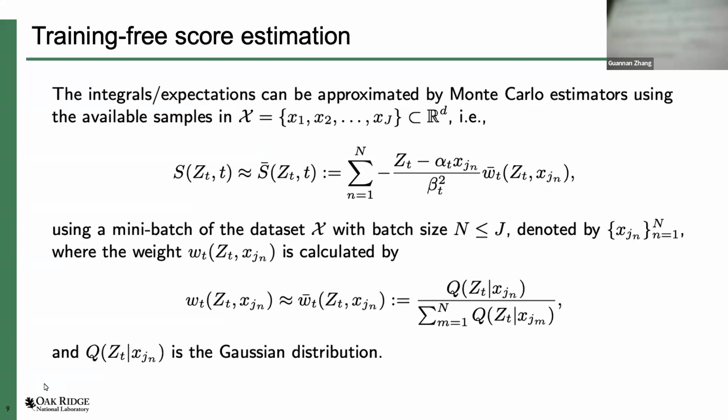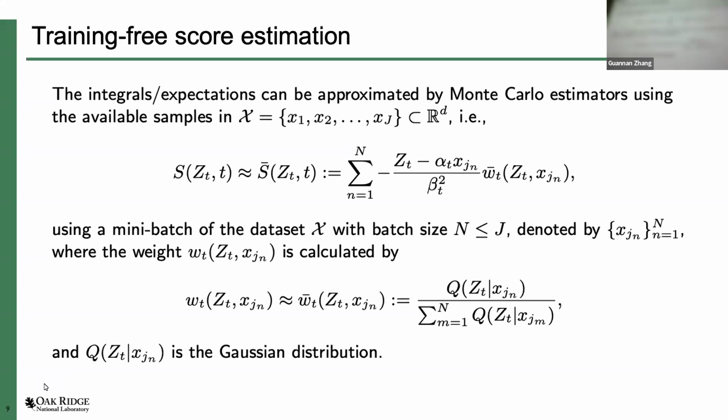So at any time and spatial location where you want to approximate the score function, you just substitute the samples of the target distribution into this Monte Carlo estimator to approximate the score function directly when you solve the backward SDE. Yeah, it looks like it's an order n squared computation. So the computational cost might be high, right?